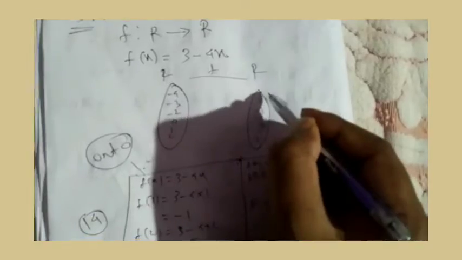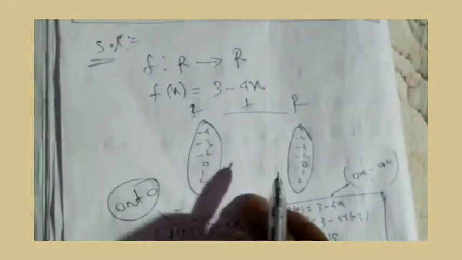See here, we put 1, and after putting 1 we got negative values, so minus 1 exists in the codomain. Put 2, and after putting 2 we get minus 5. When any value you put here, all the elements are covered; no element will be left out in the codomain. So it is a one-one function and an onto function.